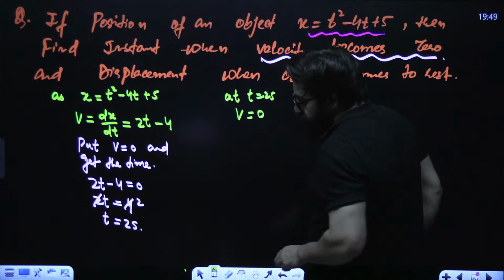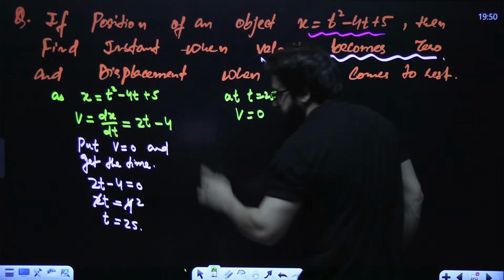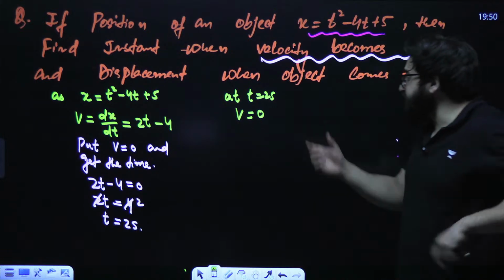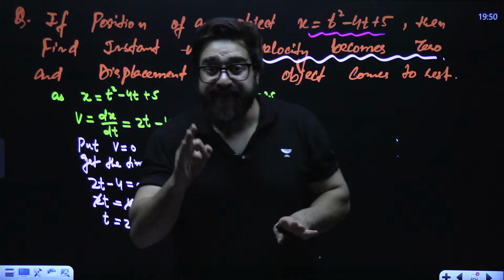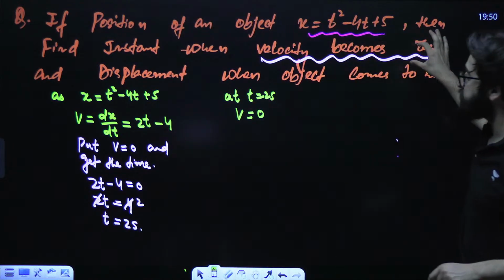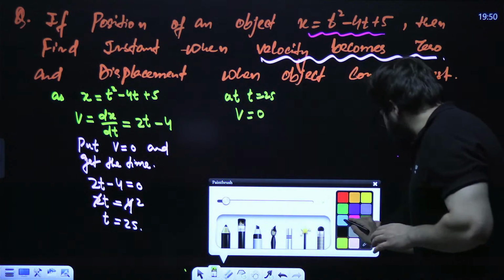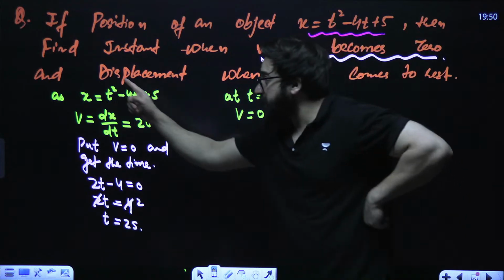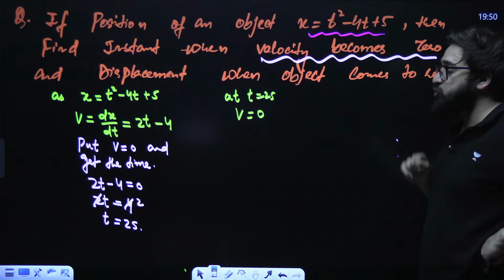Let me show you how. If we put t = 2 over here, 2 into 2 is 4, 4 minus 4 is 0. So this is the time when the velocity of the object is 0, when the object comes to rest. Then further the question says to find the displacement when the object comes to rest.